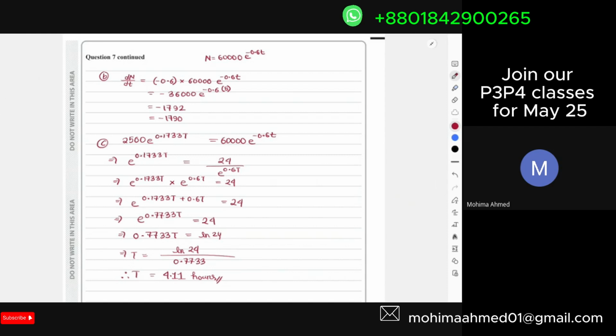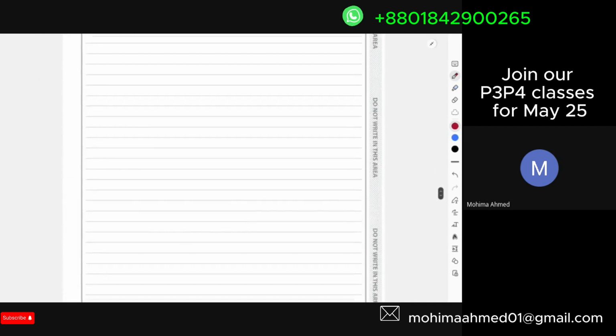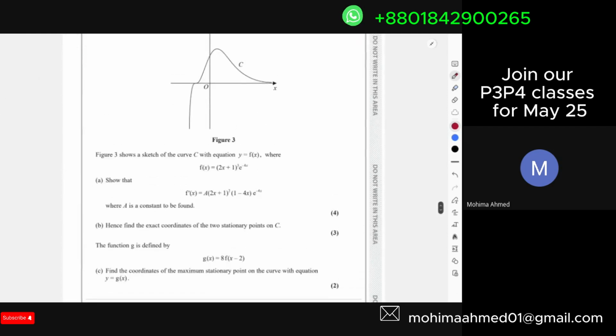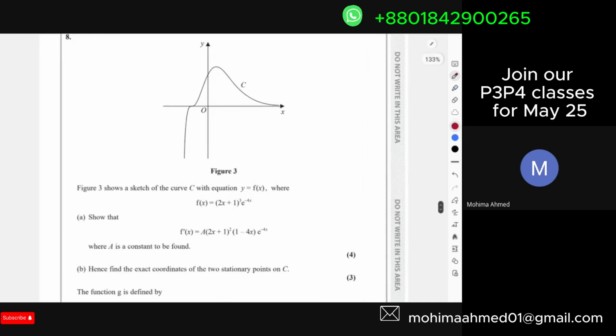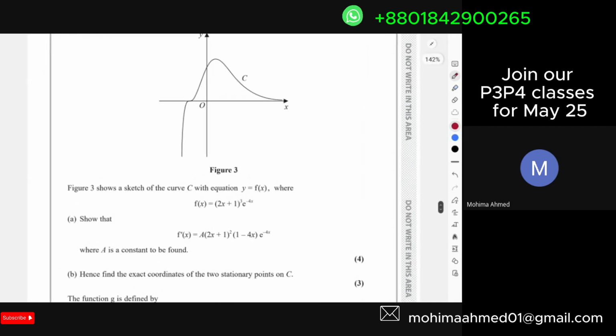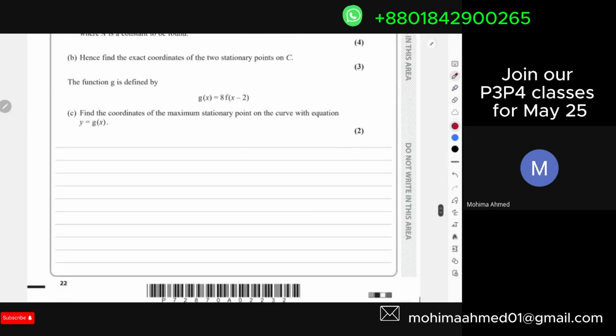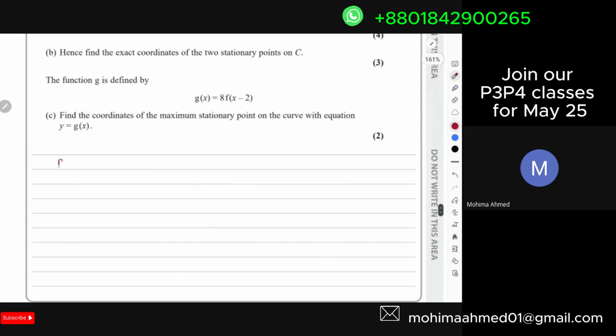Now, if I move on to question 8. For question 8, we have a function equation. The graph shows the equation for f of x. This is the graph, and we have to show that the differentiation of this is going to look like this. We have to use your product rule over here, right? 2x plus 1 power 3 and e power minus 4x. So we have your f of x as (2x plus 1) power 3 e power minus 4x.